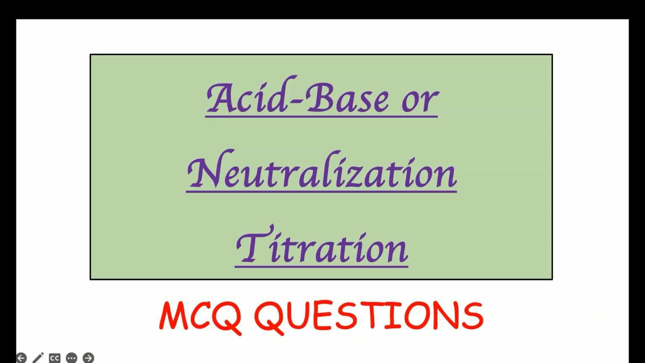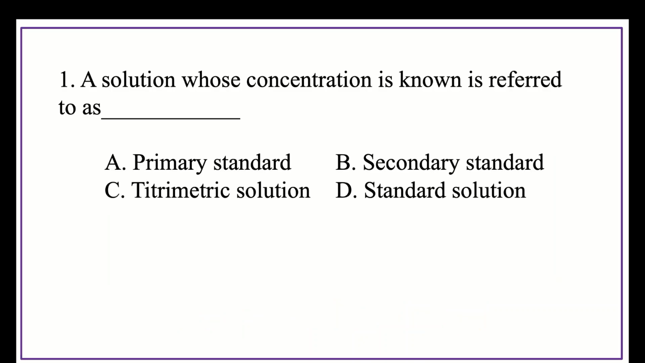Hello everyone. Now today let us discuss the questions based on acid-base or neutralization titration. First question, a solution whose concentration is known is referred to as primary standard, secondary standard, titrimetric solution or a standard solution. So the solution that we are using for calculating the concentration or identifying the concentration of the unknown solution, that is known as a standard solution, using which we can determine the concentration of the unknown solution.